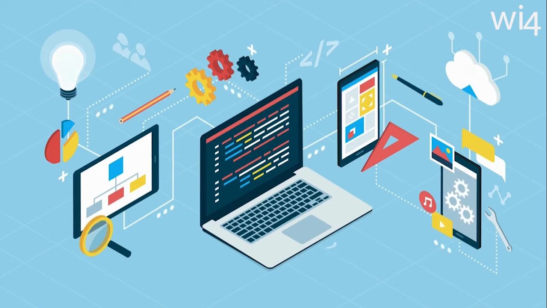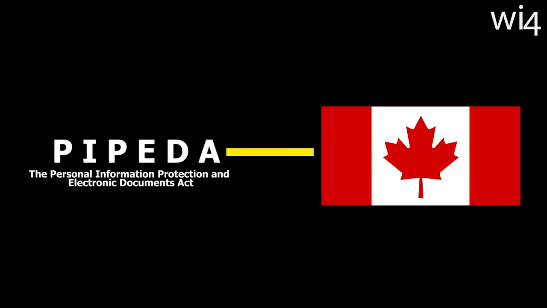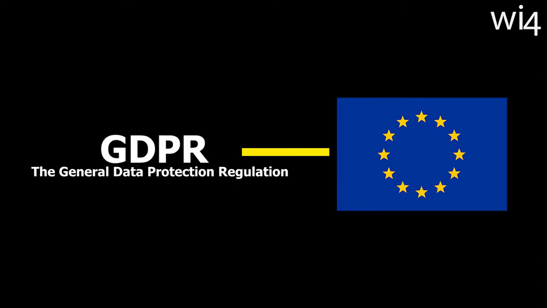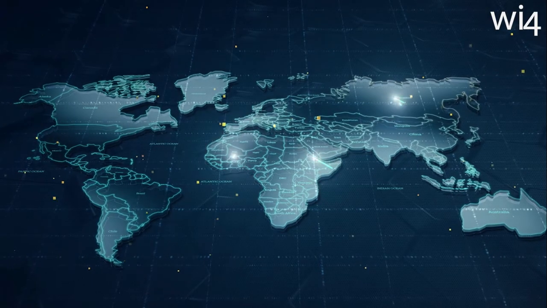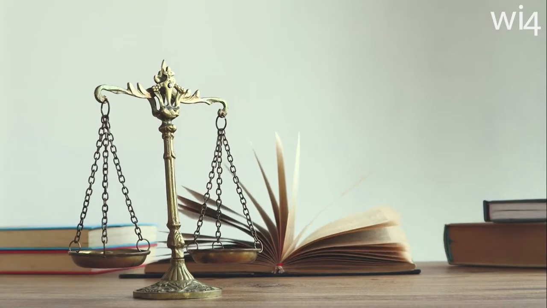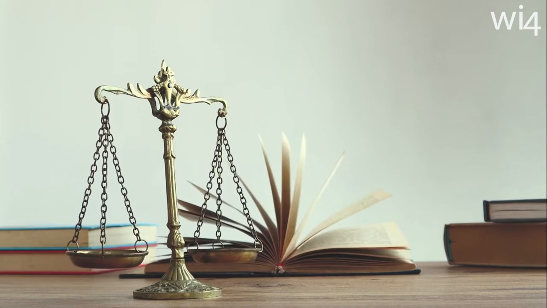Some of these include HIPAA in the United States, PIPEDA in Canada, DPA in the United Kingdom, GDPR in the European Union, PIPA in Japan, and many more. Adding to that, if you plan to make your app globally accessible, the app will need to be compliant with all the laws in every country you plan to release it in, which ups the cost of security.